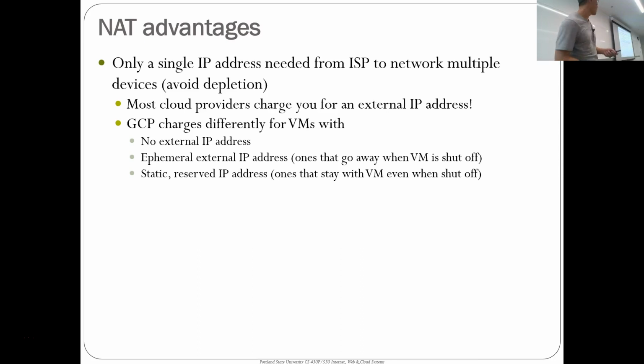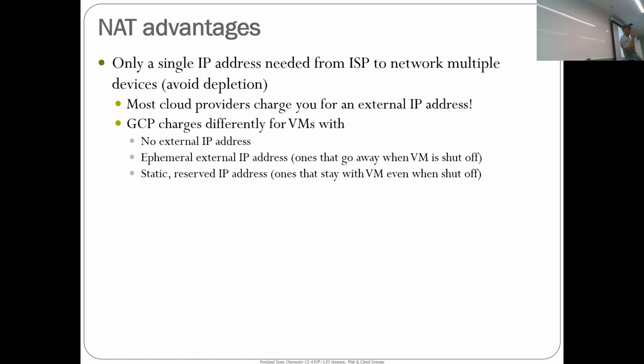Some advantages. Only a single IP address is needed from the ISP to network multiple devices. So this is very convenient for a Comcast or a CenturyLink with a limited supply of IP addresses. You give one address out to your customer, and the customer can network hundreds of devices through the NAT.